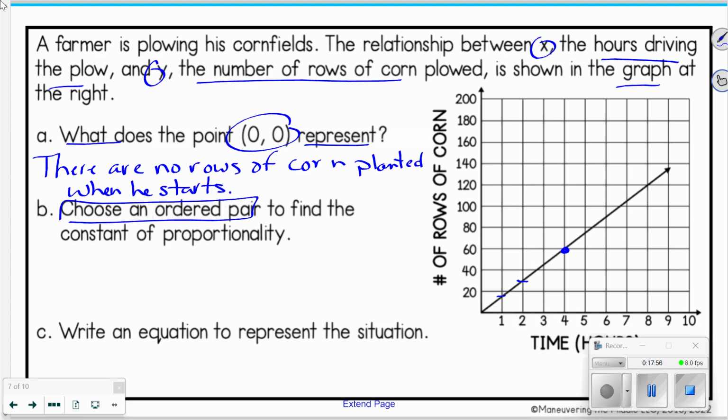So that tells me that my y is 60, my x is 4. I can simplify that, right? What's that going to equal? 15. Write an equation to represent the situation. So now I can say y equals 15x. What does that mean? In our scenario, every hour of plowing, he plants 15 rows of corn. You plant 15 rows of corn every hour. Make sense? Okay.